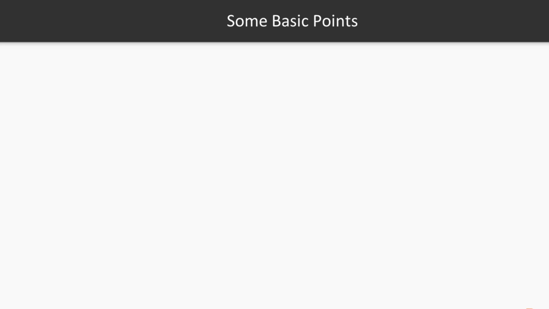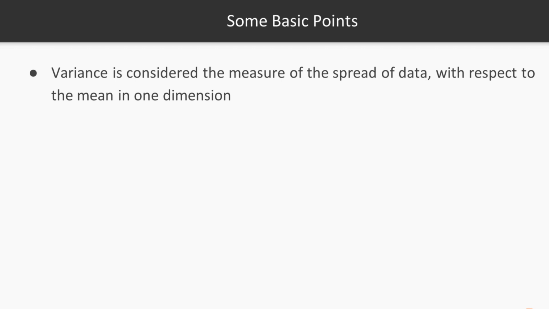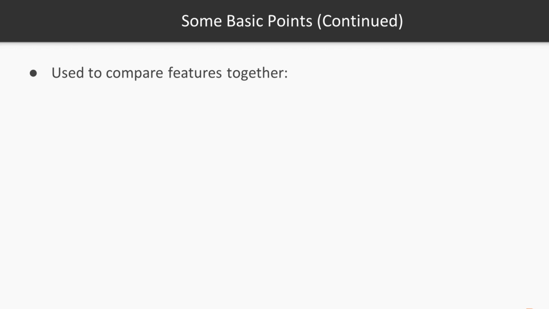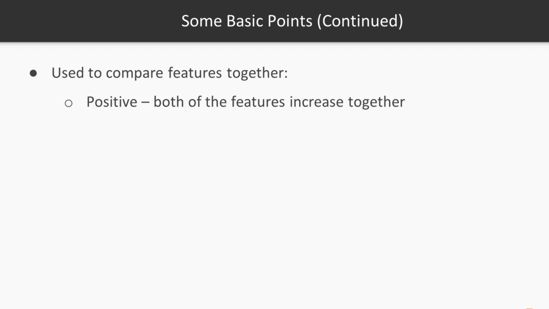Here, I will briefly explain some of the basic terms. Variance is considered as the measure of the spread of the data with respect to the mean in one dimension. Covariance is considered as the measure of the difference between each pair of the features, so it is used to compare features together. If the covariance is positive, it shows that both of the features increase together.